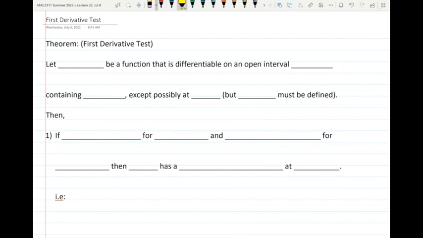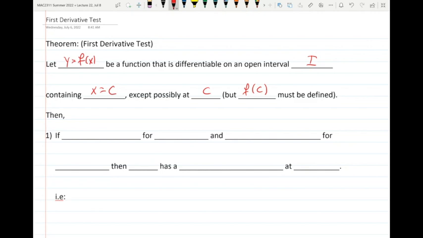Suppose that you have a function. Let y equal f of x be a function that's differentiable on an open interval I containing the point x equals c, except possibly at c. In other words, the function doesn't have to be differentiable at c itself, okay? But it must be defined. The function has to be defined.